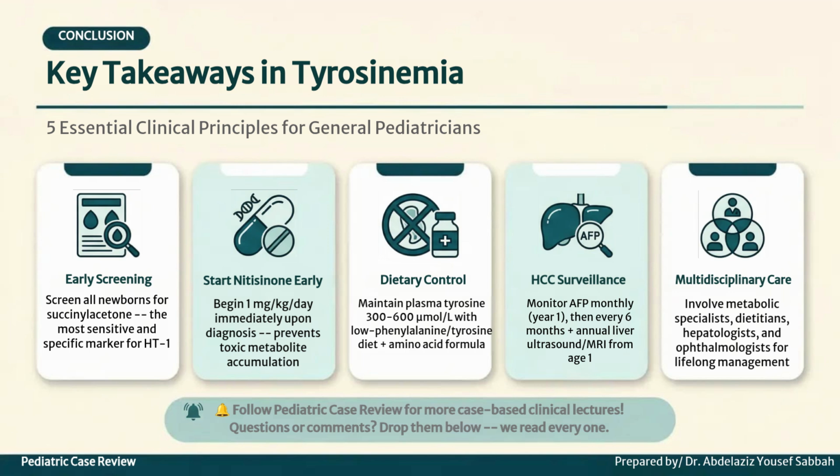Fourth, hepatocellular carcinoma surveillance. Monitor alpha-fetoprotein monthly in the first year, then every 6 months, plus annual liver ultrasound or magnetic resonance imaging from age 1. Fifth, multidisciplinary care. Involve metabolic specialists, dietitians, hepatologists, and ophthalmologists for lifelong management.